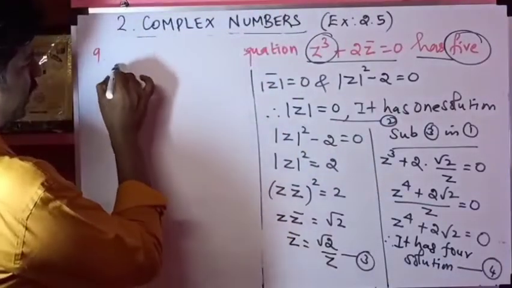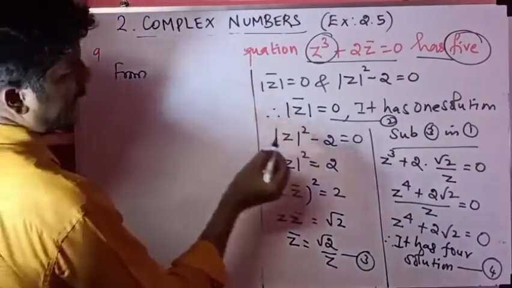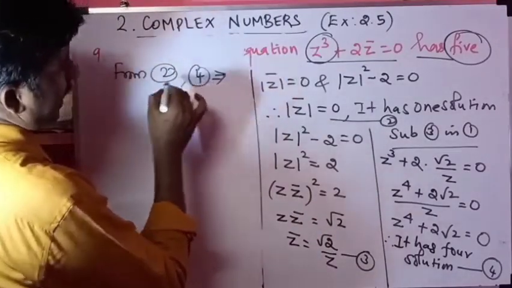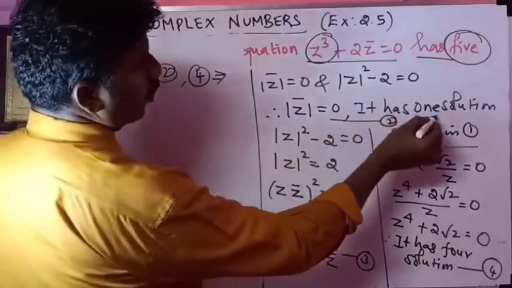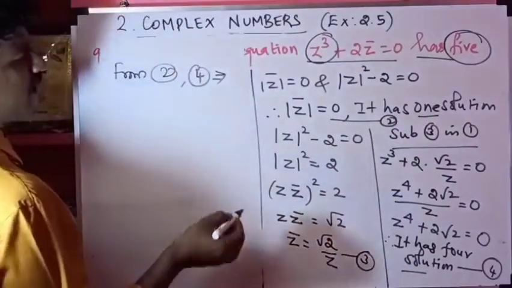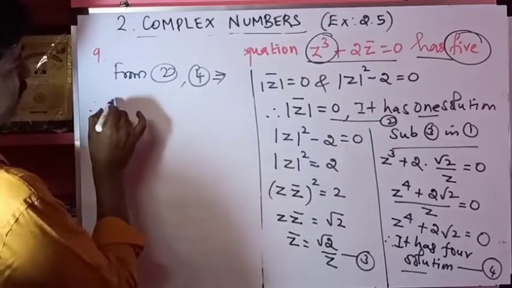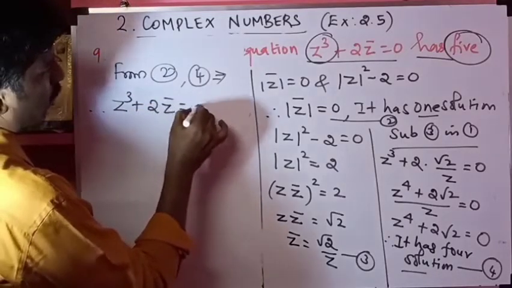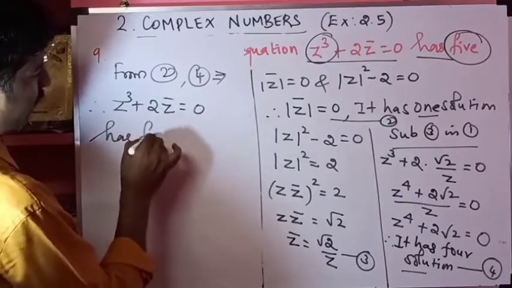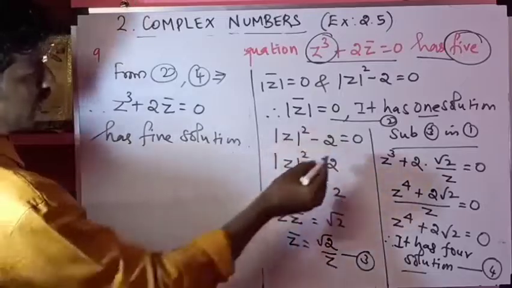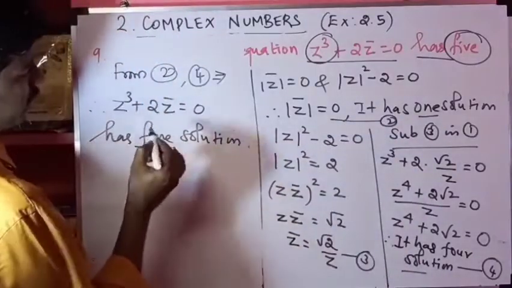Now see the equation from the equation 2, 4 implies. Second equation it has one solution. Here it has 4 solutions. Totally 5 solutions. Therefore the equation z cube plus 2 z bar equal to 0 has 5 solutions. 5 solutions. புரியுதுங்களா? இங்க 1 இங்க 4, totally 5 solutions.